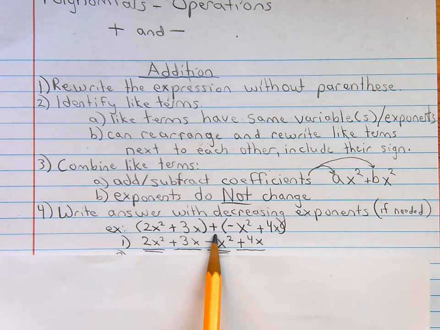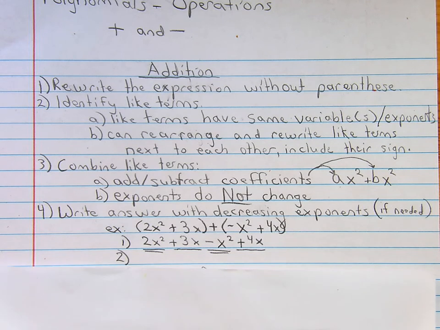Do note that here, if you wanted to, you could write this as plus negative x squared with your negative x squared in parentheses, or you can just say positive times a negative is a negative. So that's up to you. If you wish to put plus negative x squared, you are welcome to do so.